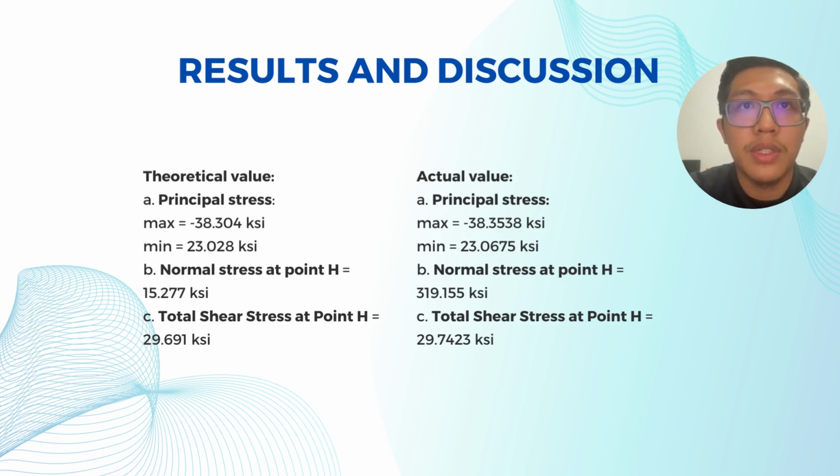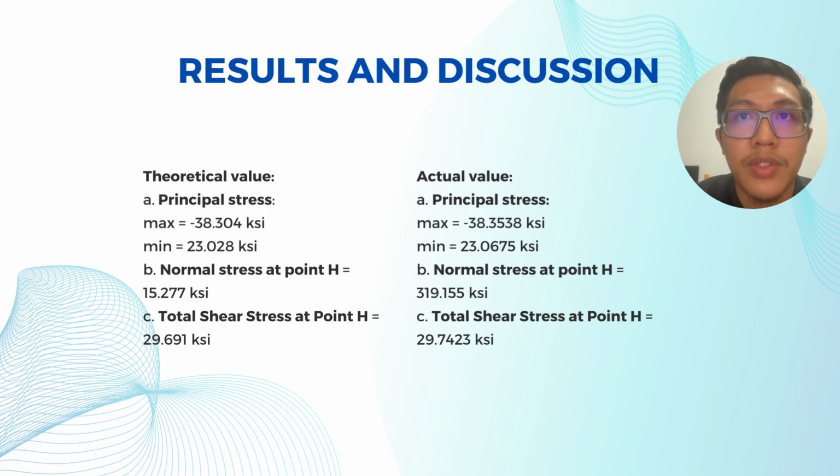First is the theoretical value. The maximum principal stress is negative 38.304 KSI, while the minimum is 23.028 KSI. And then the normal stress at point H is 15.277 KSI, while the total shear stress at point H is 29.691 KSI. This theoretical value is based on the calculated result.